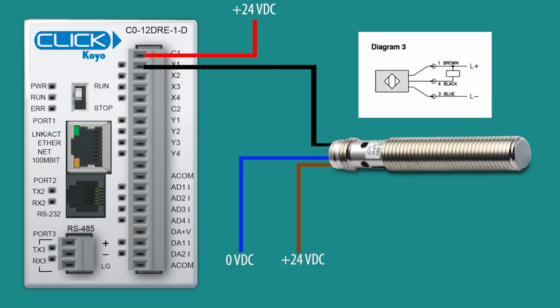I have an NPN inductive prox that meets the voltage requirements of the CLICK PLC. I wire the output of the inductive prox to X1, and since this is an NPN prox, I will place positive 24 volts DC to the C1 common on the CLICK CPU.